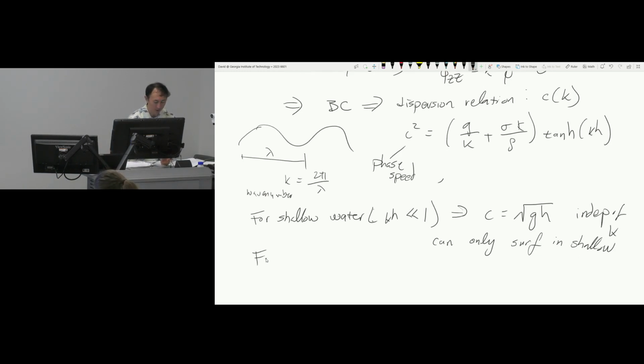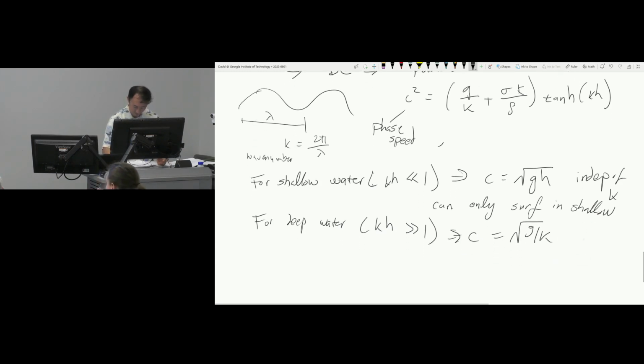For deep water, kh is bigger than 1. c is equal to square root of g over k. That means long waves travel faster.